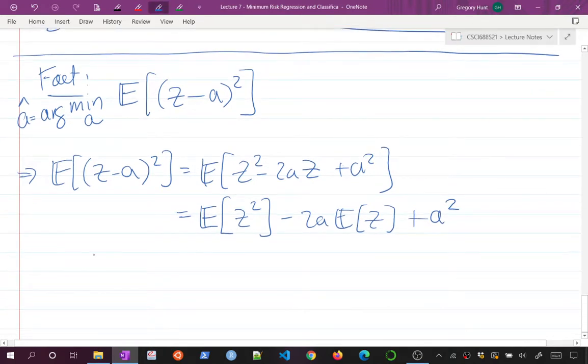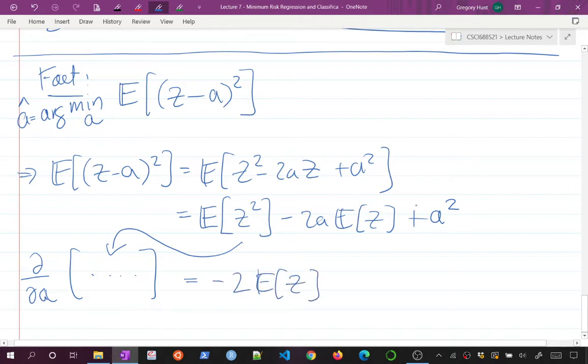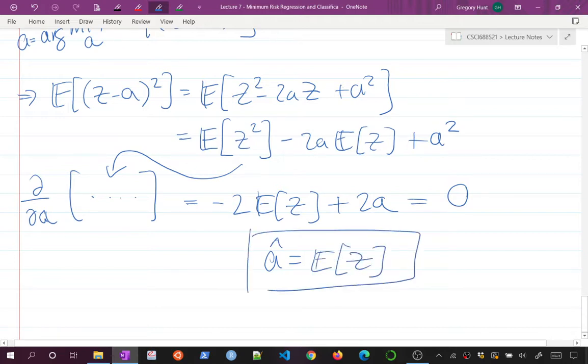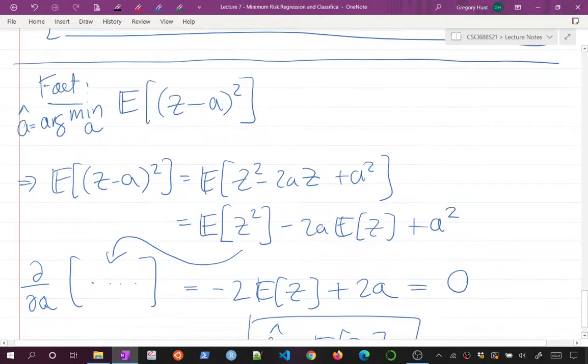And I look at the derivative with respect to a of this bad boy. With respect to a, the expected value of z squared goes away, it doesn't depend on a, I get negative 2 expected value of z, and a squared becomes 2a. I set that equal to 0, and I solve for a, and I get a hat is the expected value of z. So that's key, right?